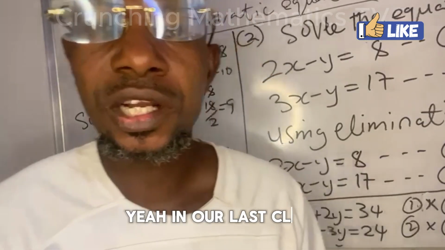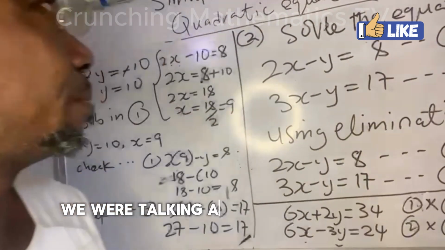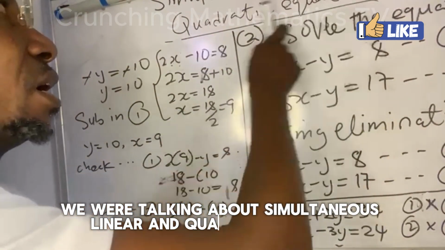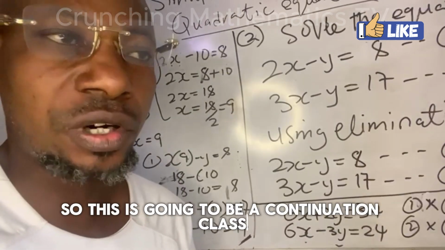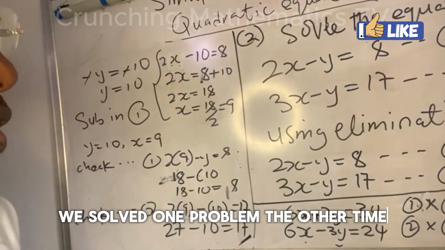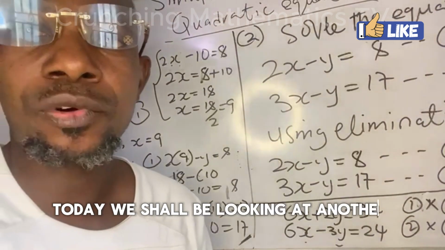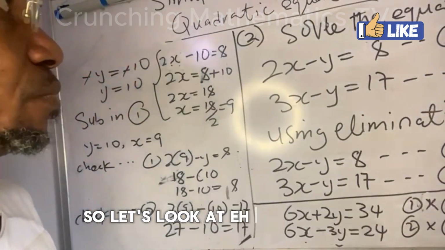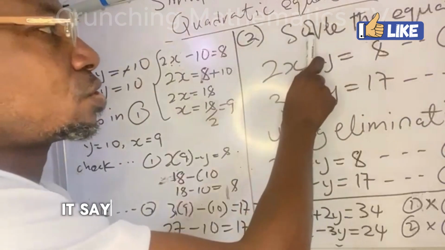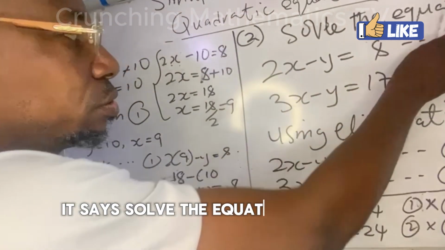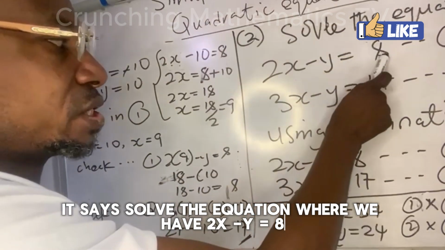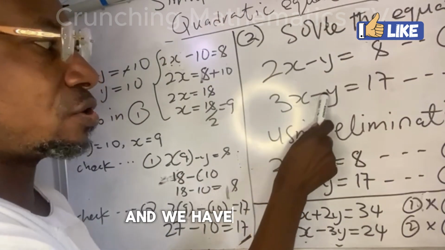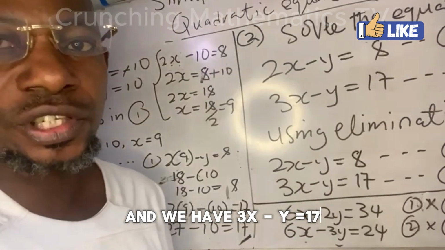In our last class, we were talking about simultaneous linear and quadratic equations. So this is going to be a continuation class. We solved one problem the other time. Today we shall be looking at another problem. Solve the equation where we have 2x minus y is equal to 8 and 3x minus y is equal to 17.